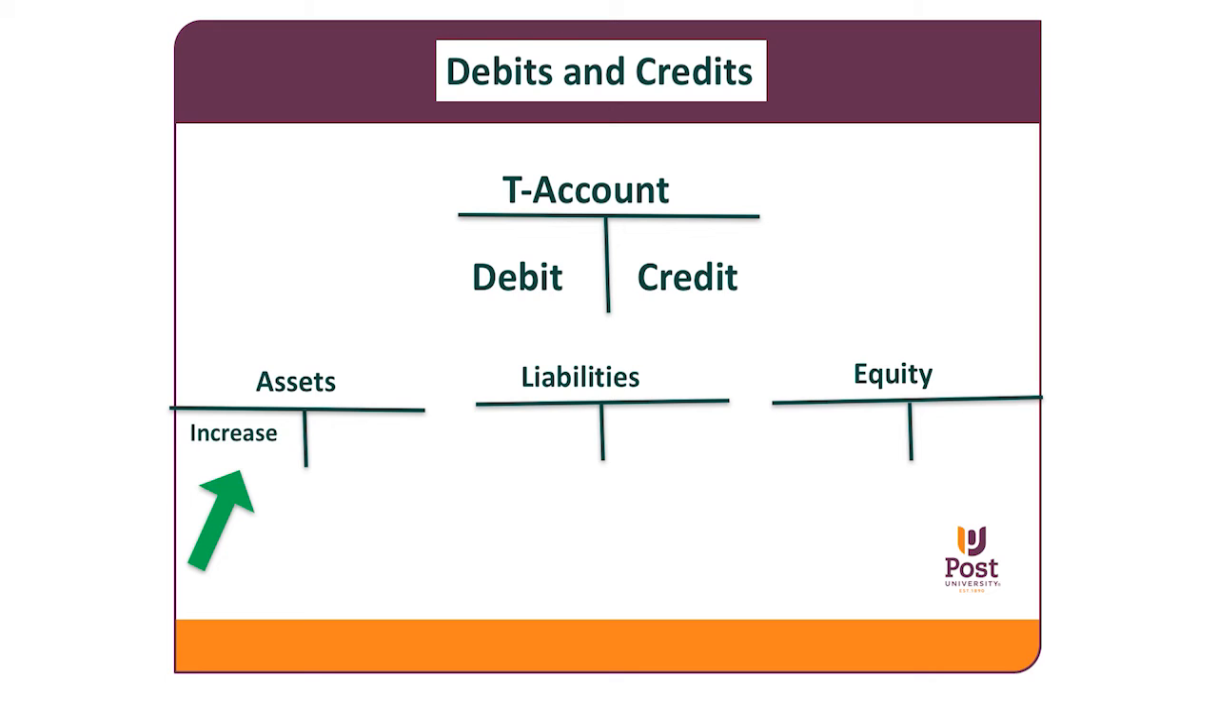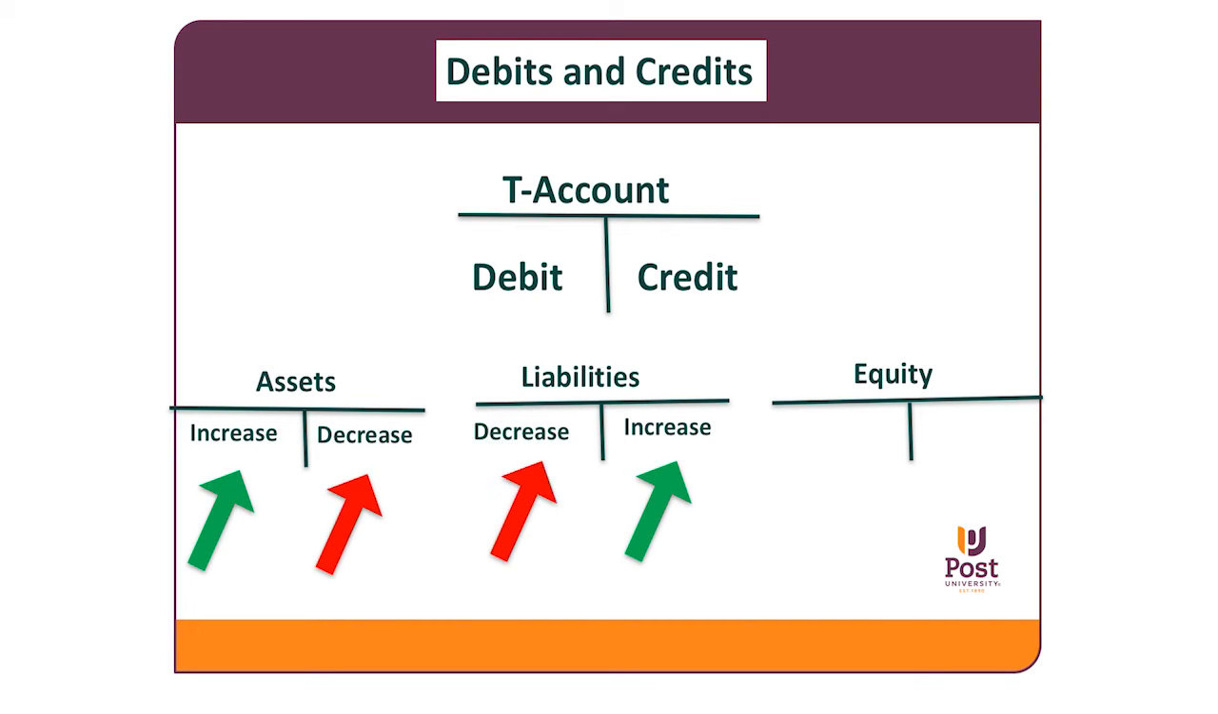Debits increase an asset account. Credits decrease asset accounts. Credits increase a liability account. Debits decrease liability accounts. Credits also increase an equity account. And debits also decrease an equity account.